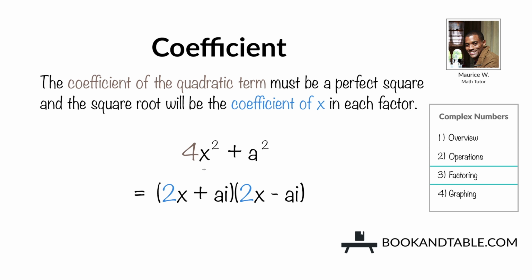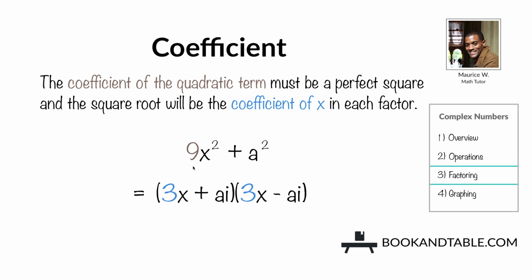Now in some cases, the coefficient of our quadratic term will not be 1. In this case, the coefficient of the quadratic term must be a perfect square, and the square root will be the coefficient of the x in each factor. So for example, if you had 4x squared plus a squared, when you factor this expression, you'll take the square root of the first term. The square root of 4 is equal to 2. The square root of x squared is equal to x. So the first term in both factors is 2x.